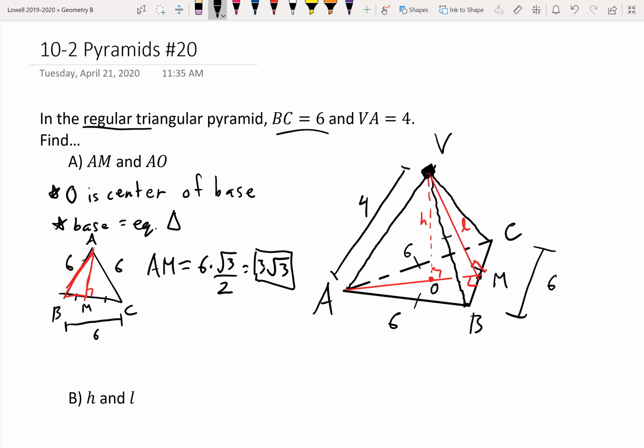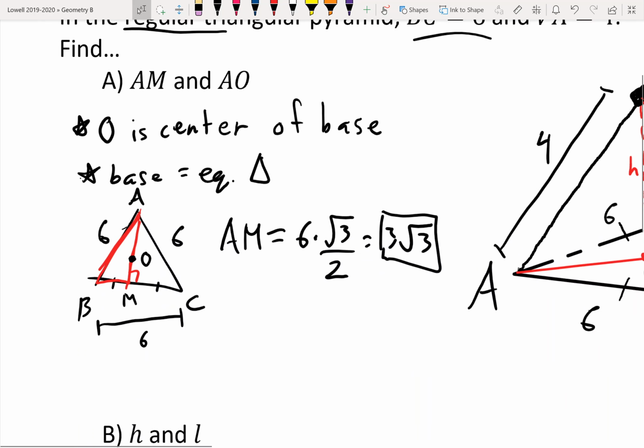The last part, AO, so O is right here, and this one is a little bit tricky. If there's O, and maybe I should zoom in right here, how can we figure out AO? Well, one way we could figure out AO is if we could figure out OM and then subtract OM from the entire AM. Well, how could we do that?